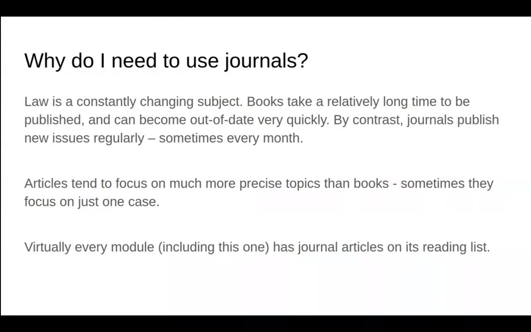You might think, I've got a huge EU law textbook, so why do I need to read journal articles too? As I'm sure you've noticed, law is a constantly changing subject, and it's important to stay up to date. It might be several years before the next edition of your textbook is published, and in that time a lot may have changed. By contrast, journal publishing is an ongoing process. New articles are published multiple times a year, so it's a great way to see what's new in law.